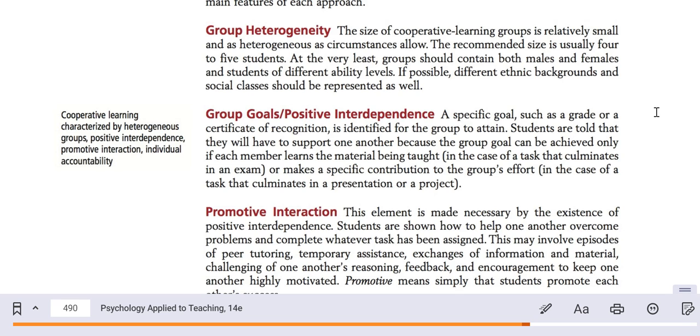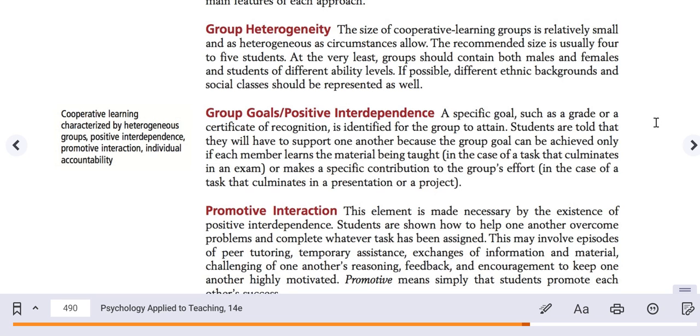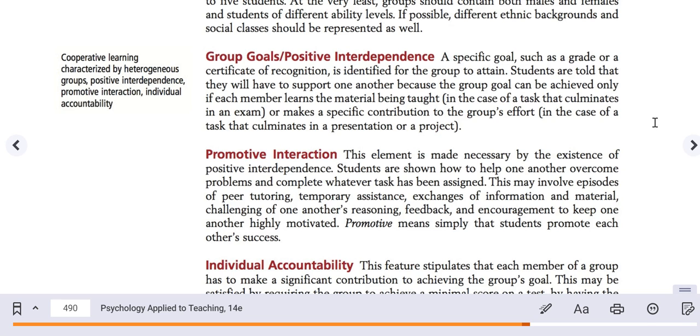Promotive interaction. This element is made necessary by the existence of positive interdependence. Students are shown how to help one another overcome problems and complete whatever task has been assigned. This may involve episodes of peer tutoring, temporary assistance, exchanges of information and material, challenging of one another's reasoning, feedback, and encouragement to keep one another highly motivated. Promotive means simply that students promote each other's success.